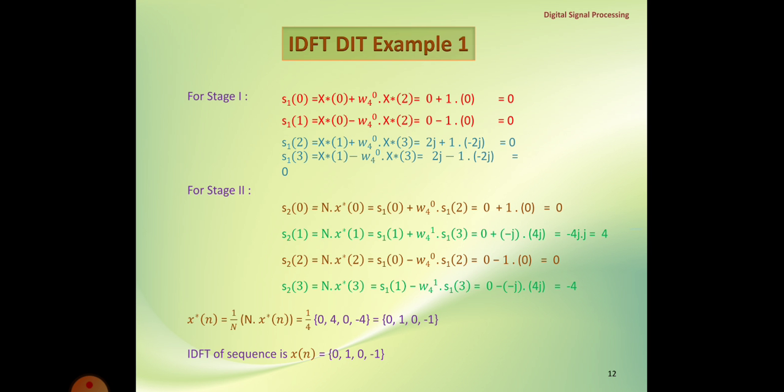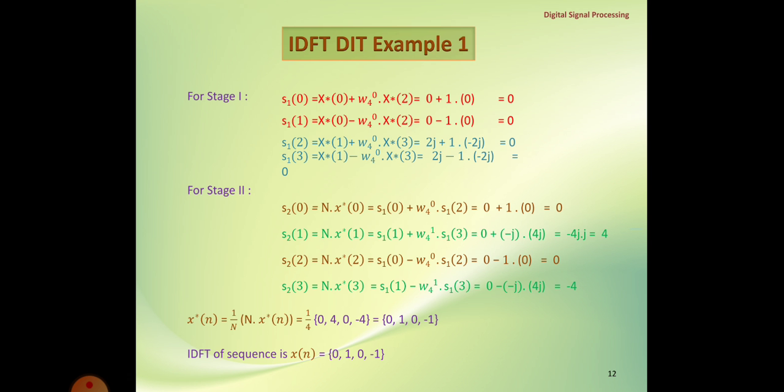Last, as per our discussion for the IDFT using the DIT or DIF algorithm, the last output will be in the form of N into x conjugate n. So x conjugate n we get by dividing the output of stage 2 by 4. So x conjugate n equals 1 by N into the output, that is 1 by 4 times (0, 4, 0, -4). Dividing by 4, we get x conjugate n equal to 0, 1, 0, -1. But finally we need the sequence x of n.